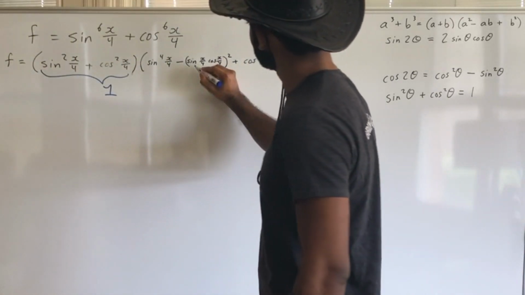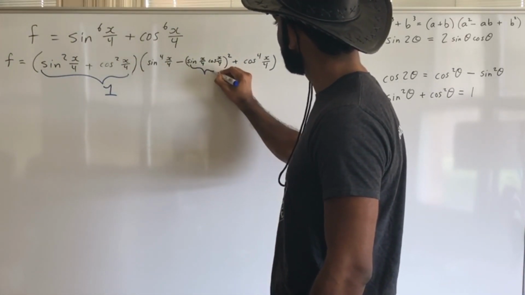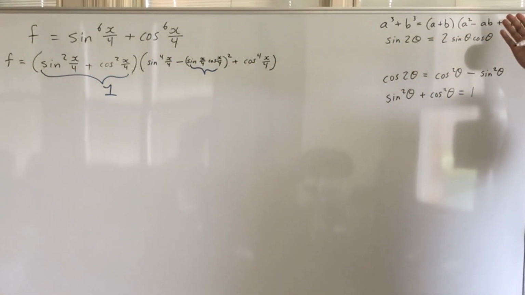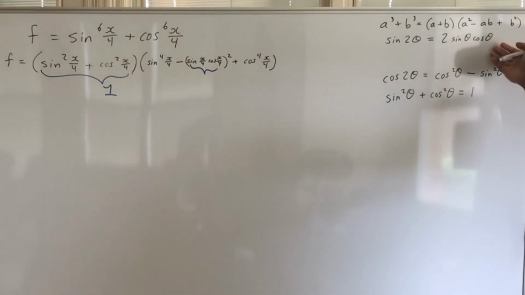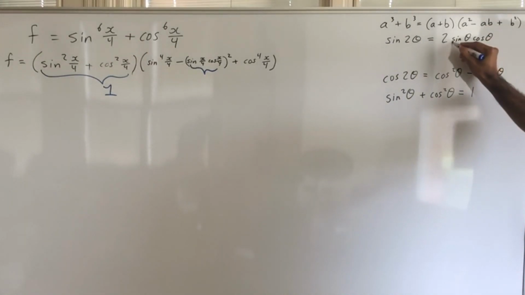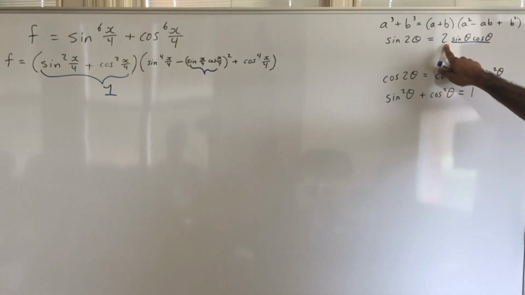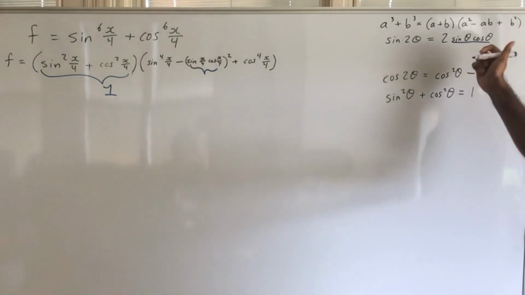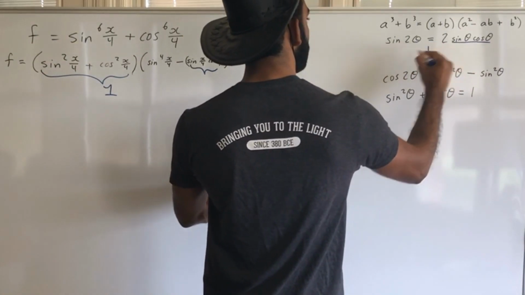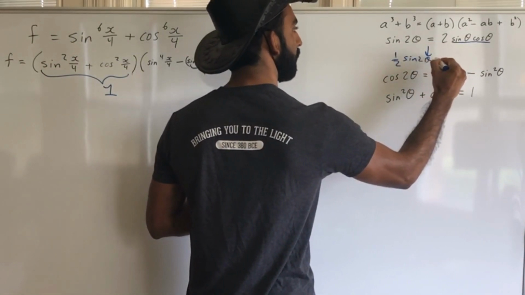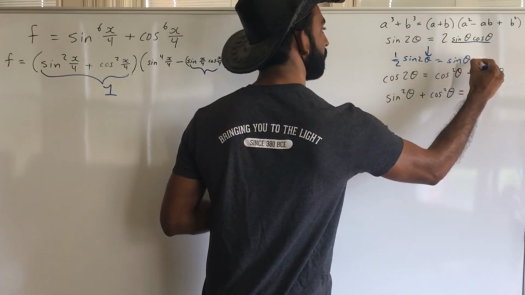Now look at this here. I see sine of the same thing times cosine of the same thing. What does that remind you of? Or what jumps out at you from this side? Sine 2 theta. I need a sine theta times cosine theta. Sine 2 theta by 2. Yeah, I don't want that 2, so I have to divide both sides by 2. So 1/2 sine 2 theta equals sine theta cos theta.